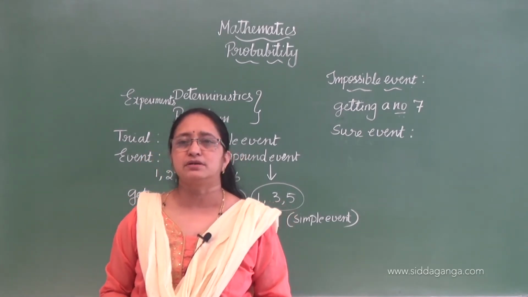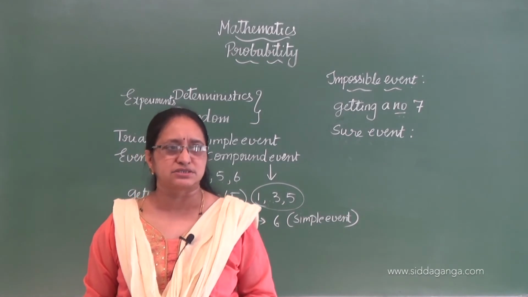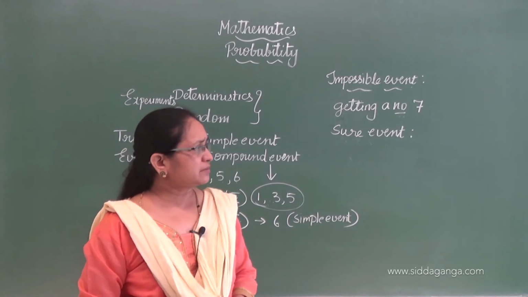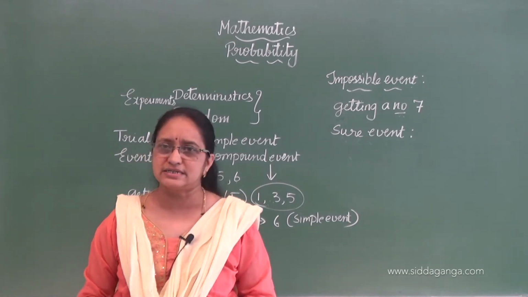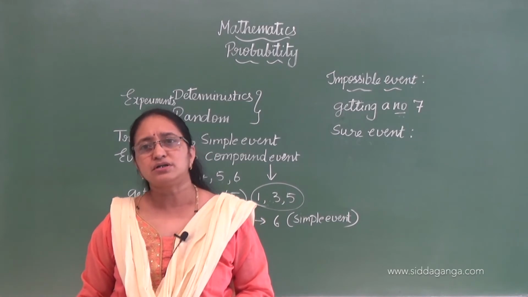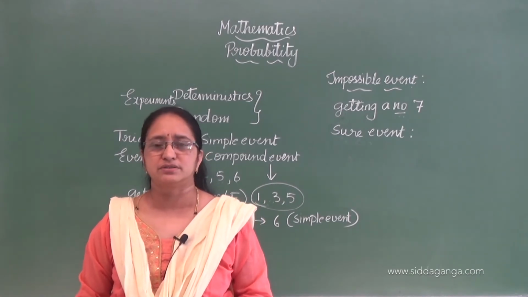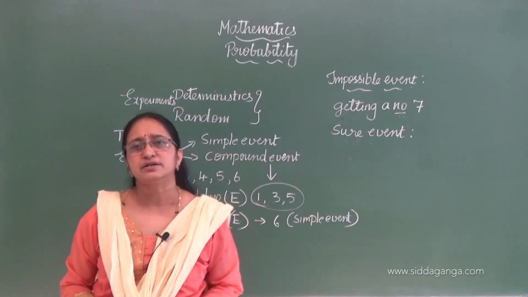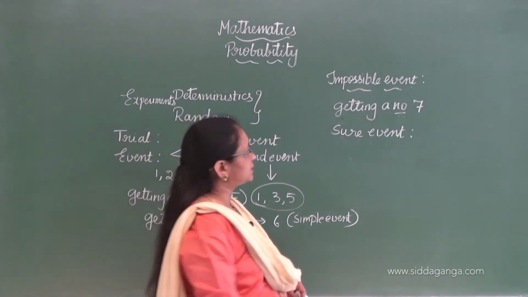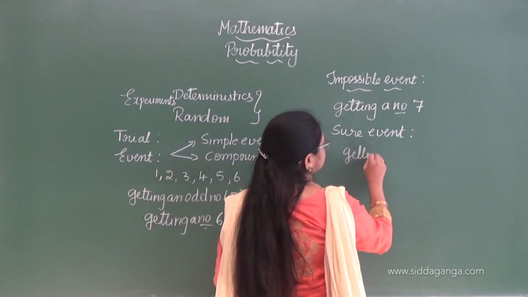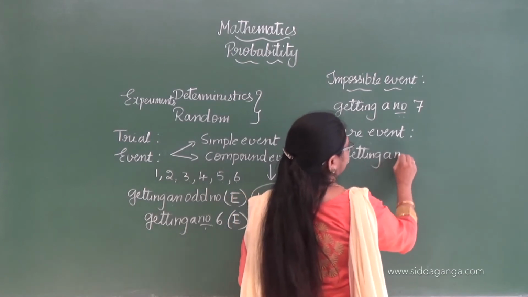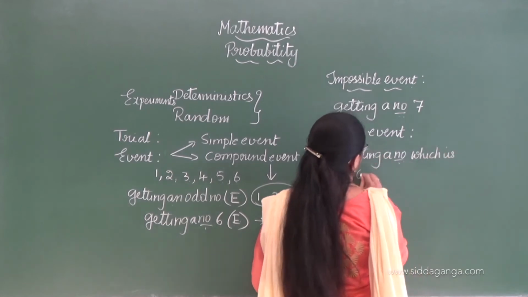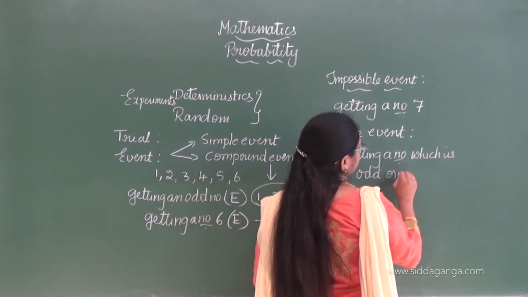See, for example, you may not get the 6 at any time, but if I say like this, when you roll a dice, the number is odd or even. So, an event is getting a number which is odd or even, okay.